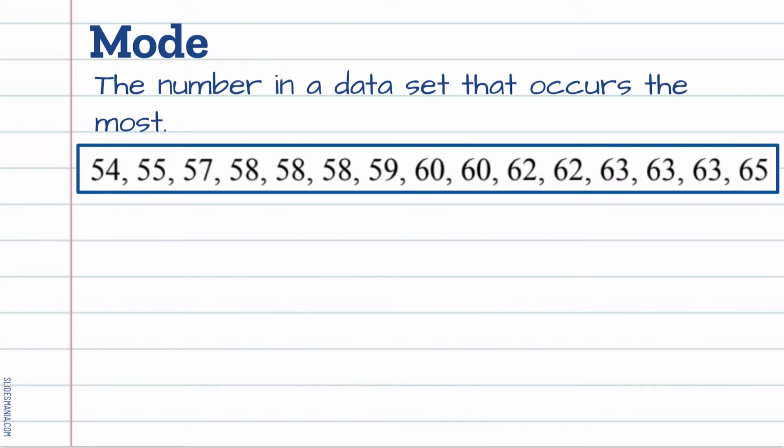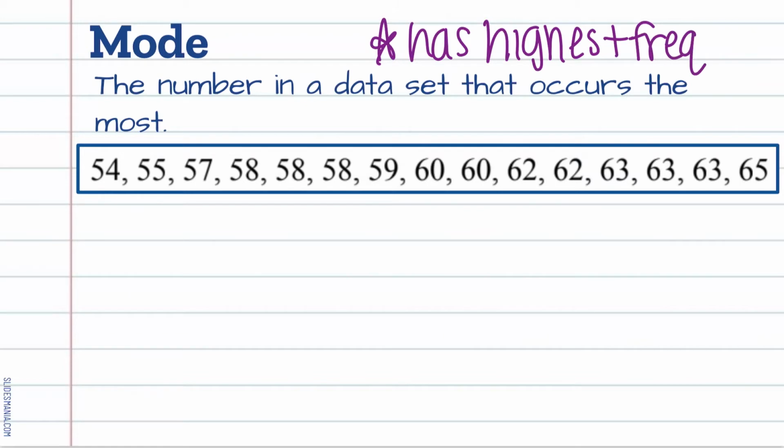Mode is the number in a data set that occurs the most, or it has the highest frequency. So we're going to write that. That's important. Remember, frequency is how often something occurs. So when I take a look at my data set, I see that they were very kind, and they already put our numbers in order from least to greatest. Now this helps us because when I order my numbers from least to greatest, I'm able to identify the frequency easier. So I see that 58 is repeated 3 times.